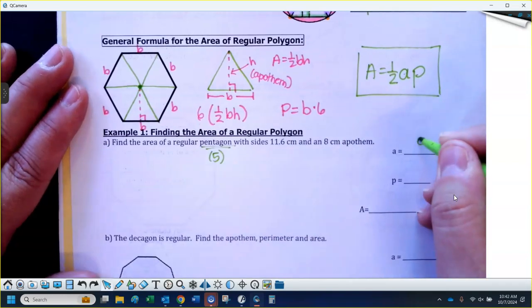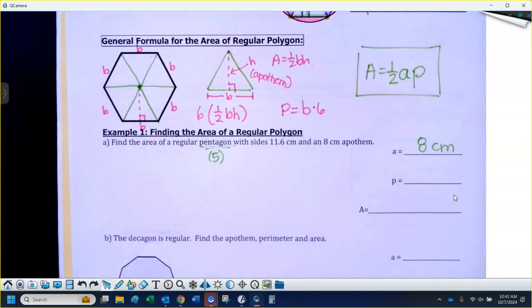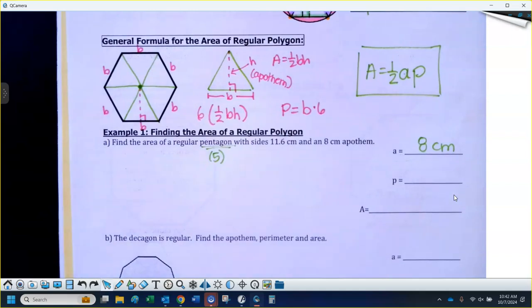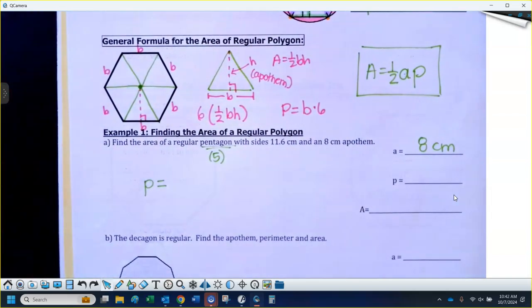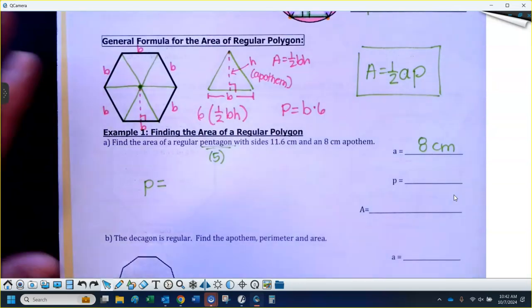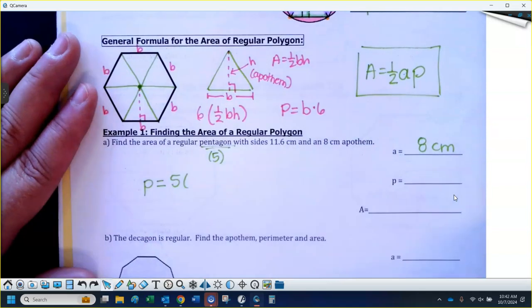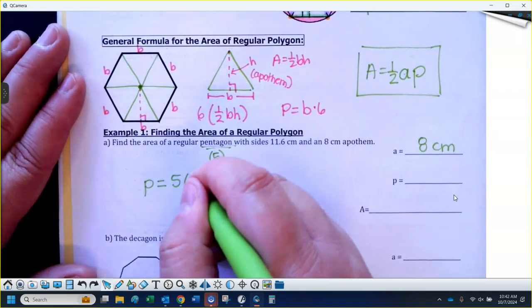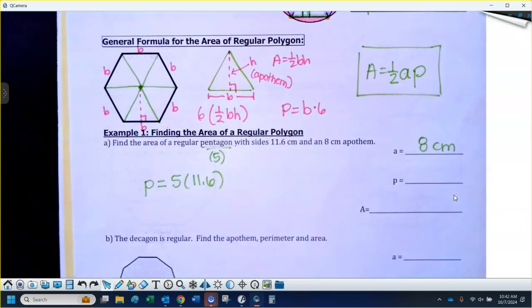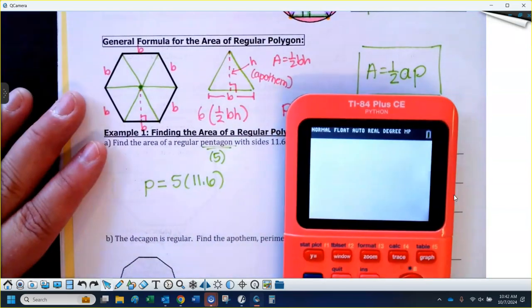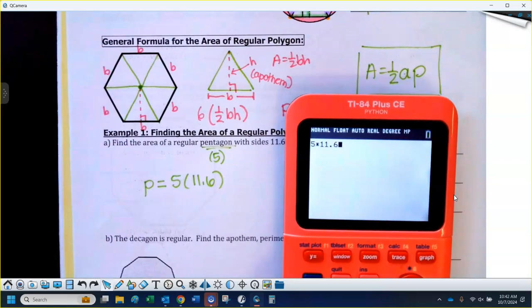So right away I know the apothem, they just tell that to me. I don't specifically have the perimeter given to me, but I think we have enough information to figure it out. So if I know this is a pentagon, how would you find the perimeter? 5 times what? The 11.6. They tell you that one of the sides is 11.6. If it's regular, then all 5 of the sides are exactly the same. So we're just going to do 5 times 11.6.